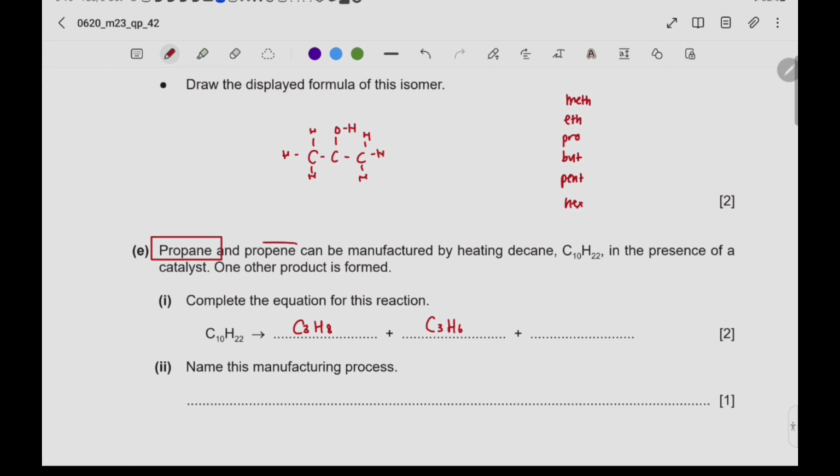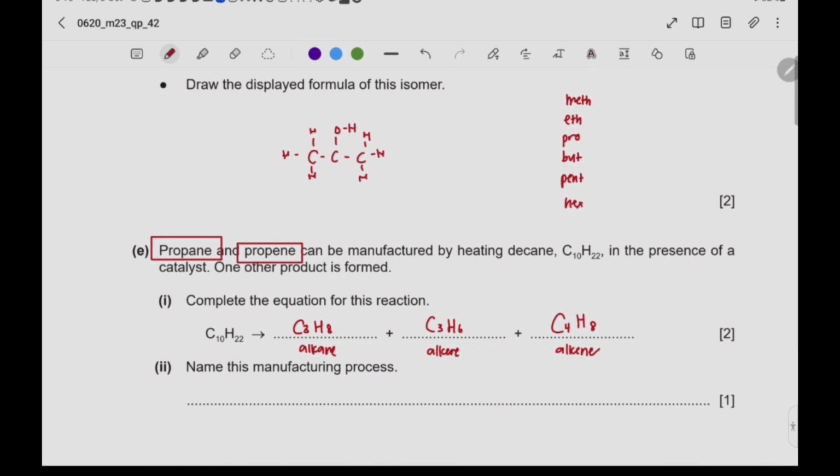C3H6 here for propane. Because propane, plus 2. So the last one, you don't know how, never mind, you just use 10 minus 3 and minus 3, so 10 minus 6, 4. And 22 minus 8 and minus 6, you get 8. My bad, my mathematics. So you can see what you get is alkane, alkene, and alkene.